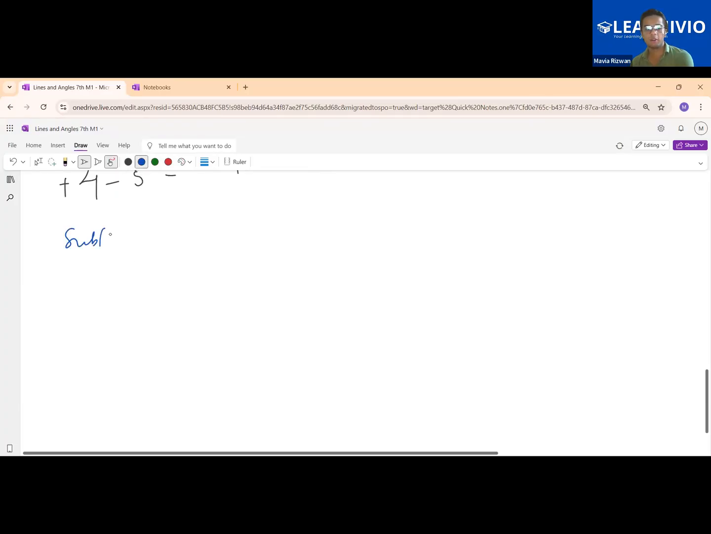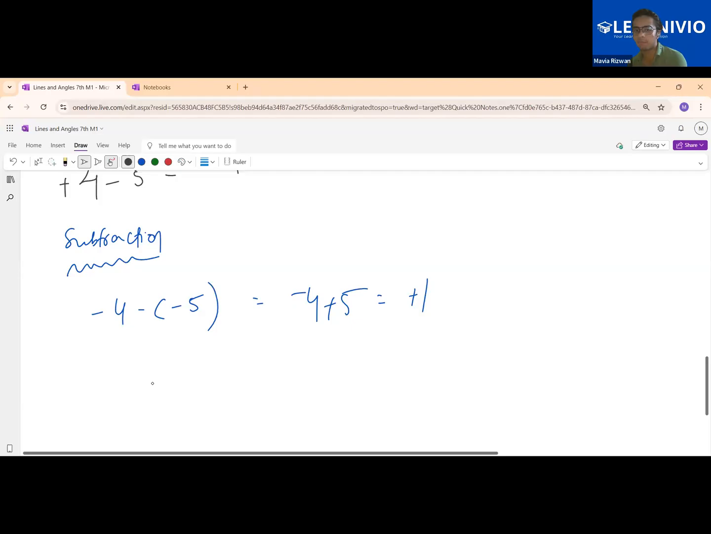Now if I talk about subtraction, say minus 4 minus of minus 5. In subtraction, the sign changes. When I open up the bracket, minus minus becomes plus, so it becomes minus 4 plus 5. Now you can do simple addition. So what is the answer? Plus 1. Okay, you have to be very careful. Minus minus is plus, minus plus is minus, plus minus is minus. Basically, different signs we subtract, same signs we add.